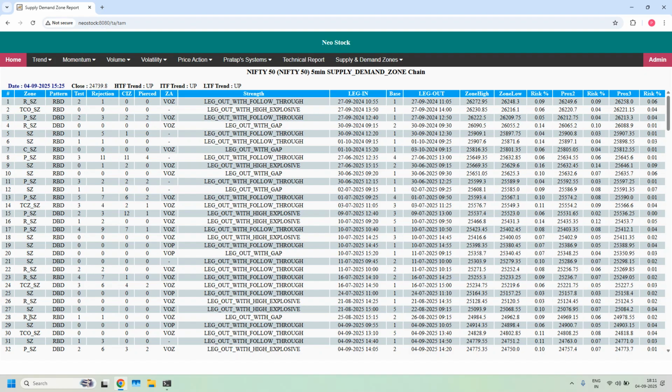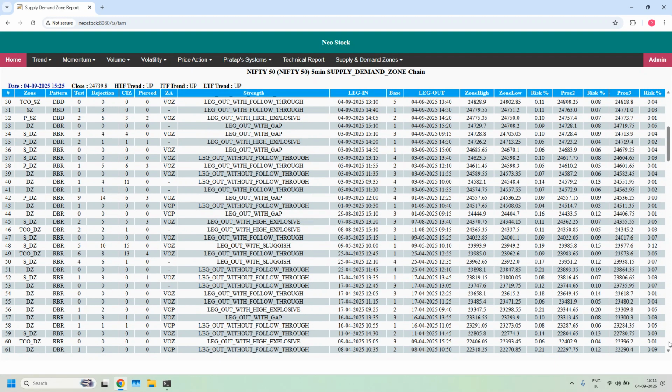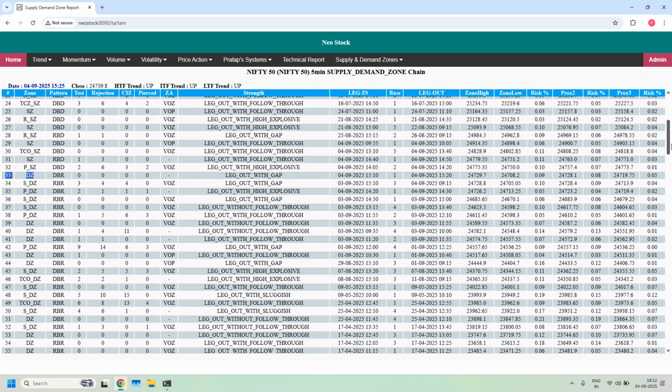All are 5-minute supply zones. Scrolling the list down. And here we have the nearest demand zone to the current closing price, serial number 33. I'll put it in the middle of the page.